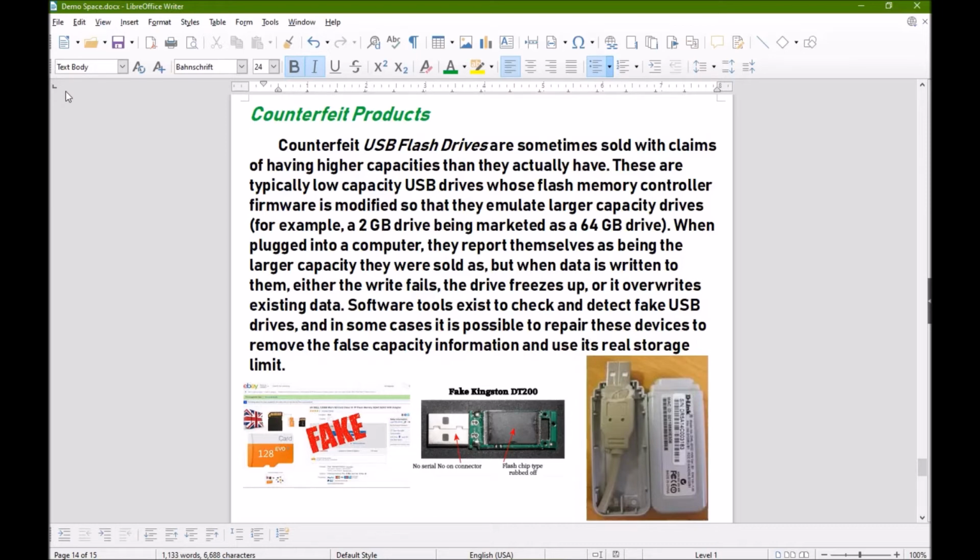When plugged into a computer, they report themselves as being the larger capacity they were sold as, but when data is written to them, either the write fails, the drive freezes up, or it overwrites existing data. Software tools exist to check and detect fake USB drives, and in some cases it is possible to repair these devices to remove the false capacity information and use its real storage limit. These can be found often online and sometimes with well-known brands.